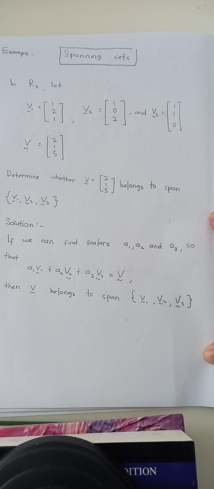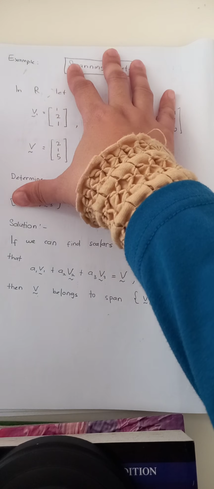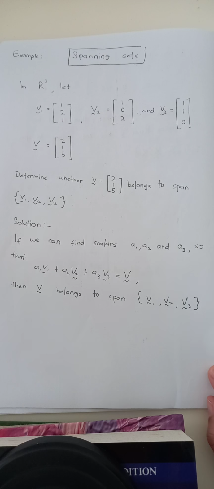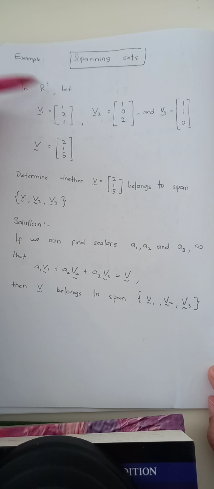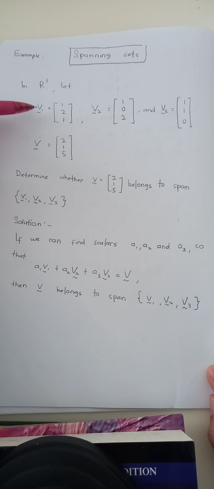So still under the topic spanning sets. So we have in R, sorry, it should be R3. Okay, please correct it. 3 must be up, not down. So we have V1, V2, V3 and the V.